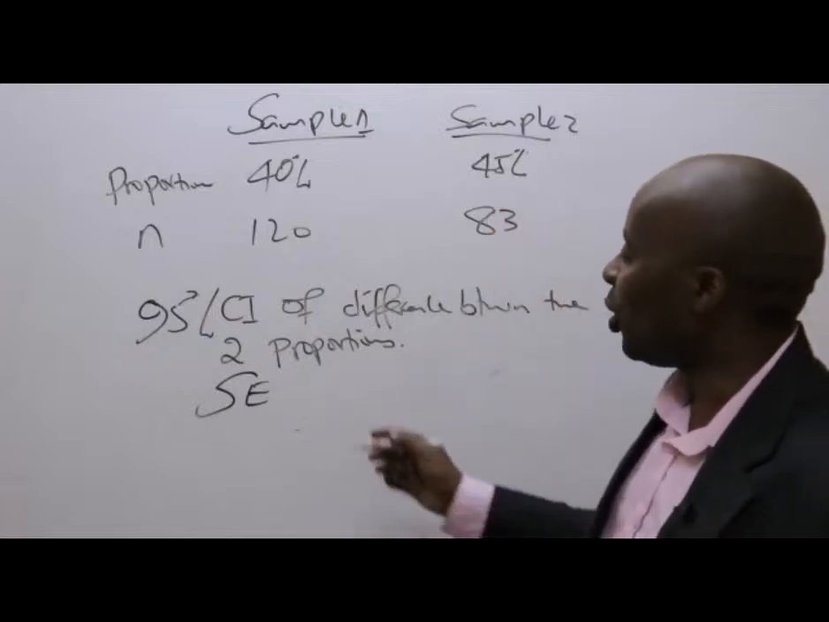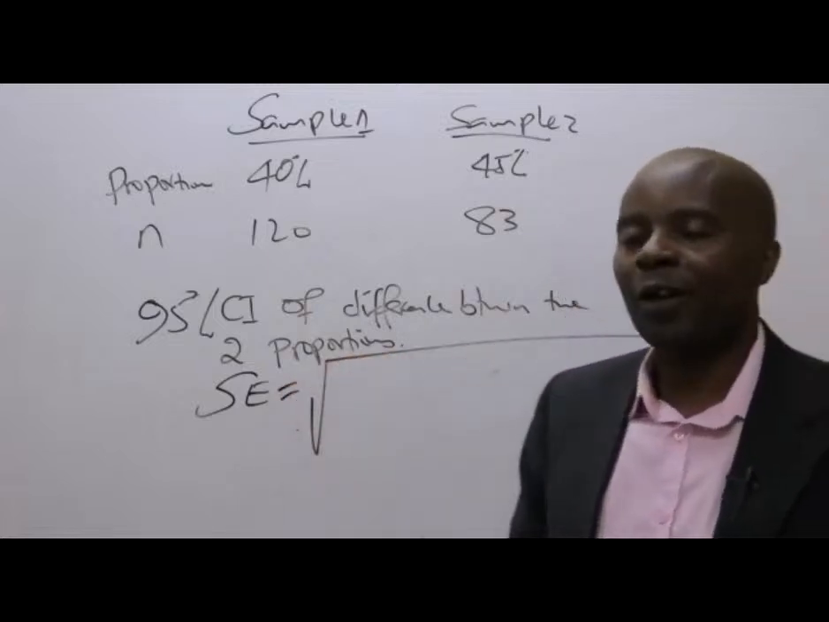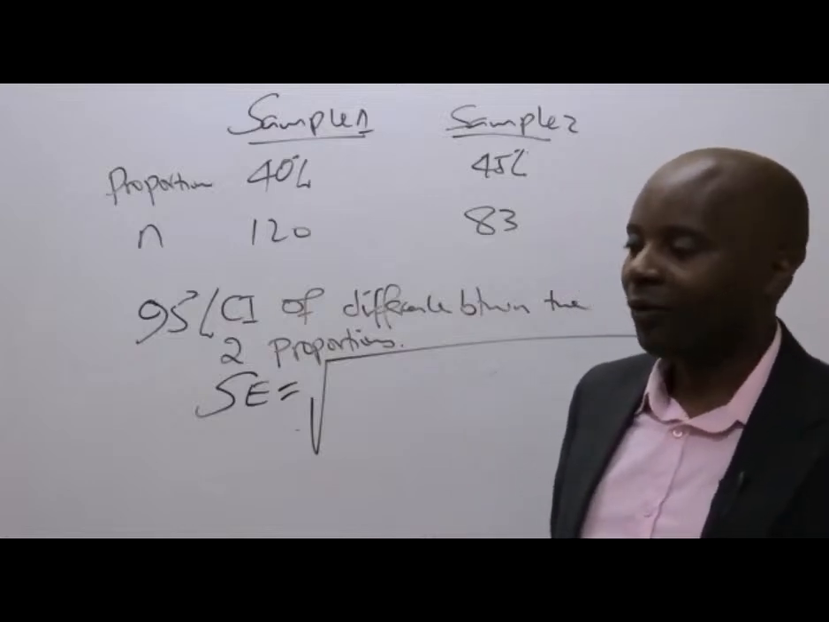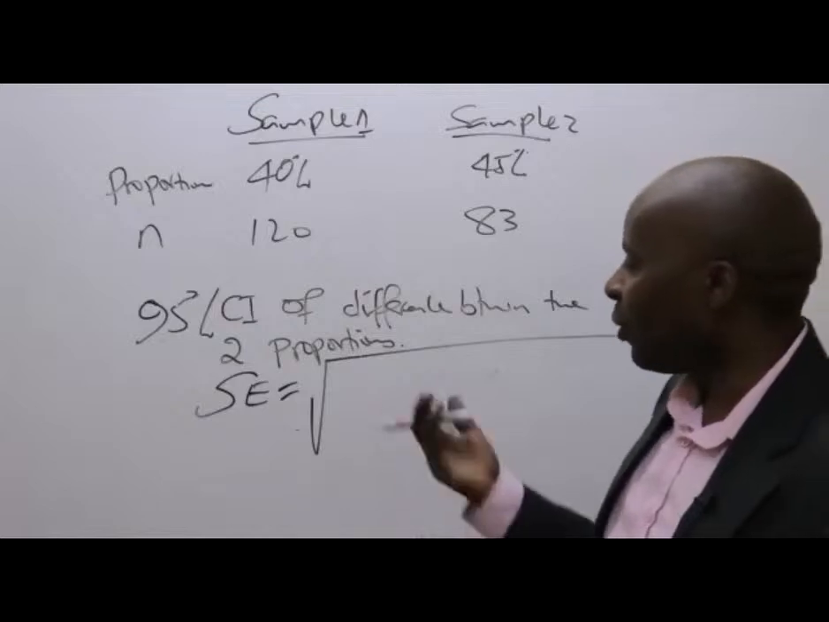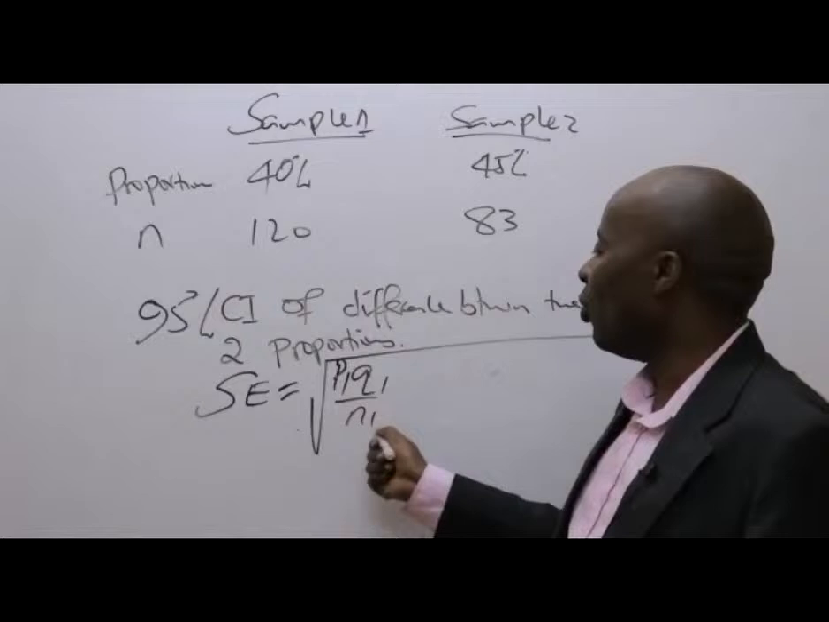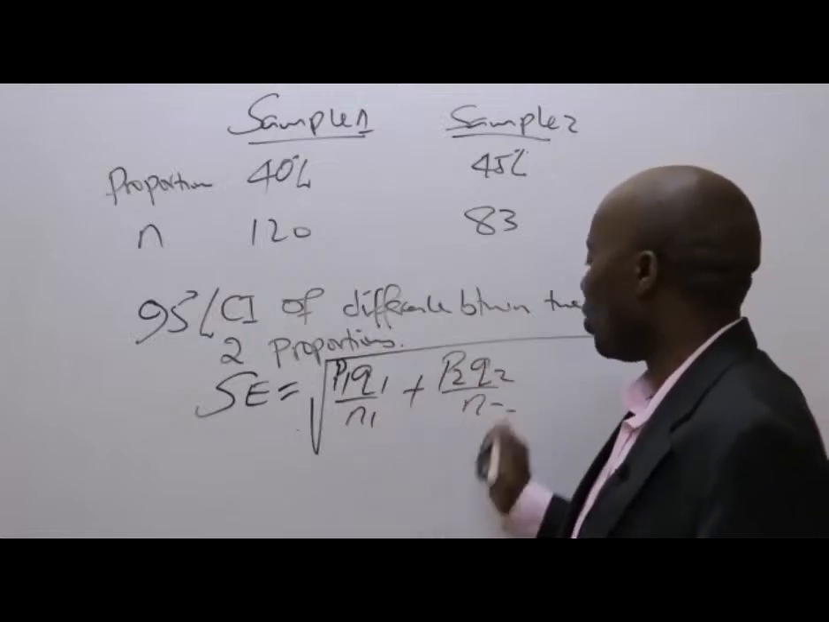So what you'll do, you'll come and tell us that the standard error will be equal to the square root of... These are things you'll have to just master. They're not hard. After we finish this and then we revise, everybody will be very okay. So we have here P1 Q1 over N1 plus P2 Q2 over N2, like that.